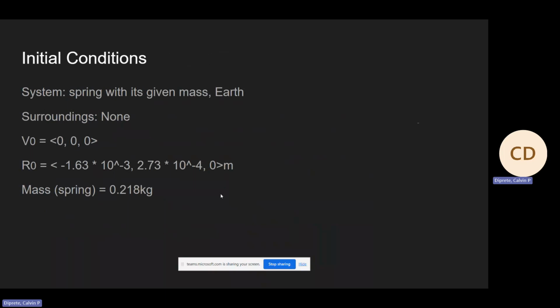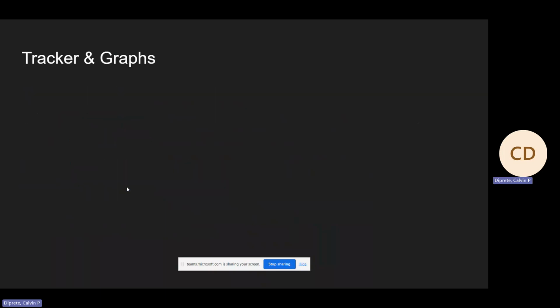The initial conditions for the system: the system is a spring with a given mass and Earth acting on the spring. In surroundings, there was none. The initial velocity is 0 in all directions, because it was dropped from a resting position. And the initial position from Tracker are these values here. And the mass of the spring as a whole is 0.218 kilograms.